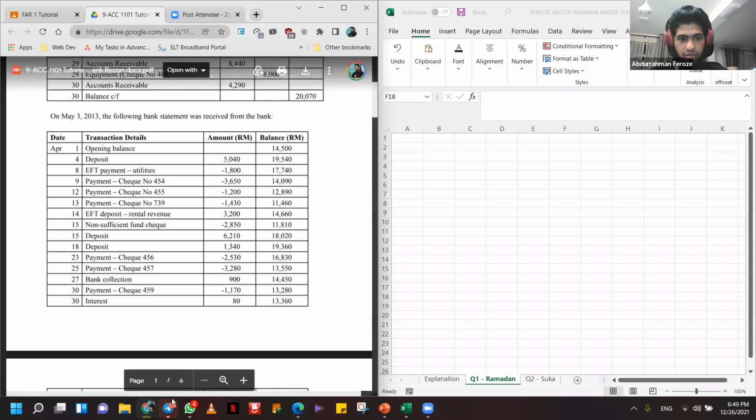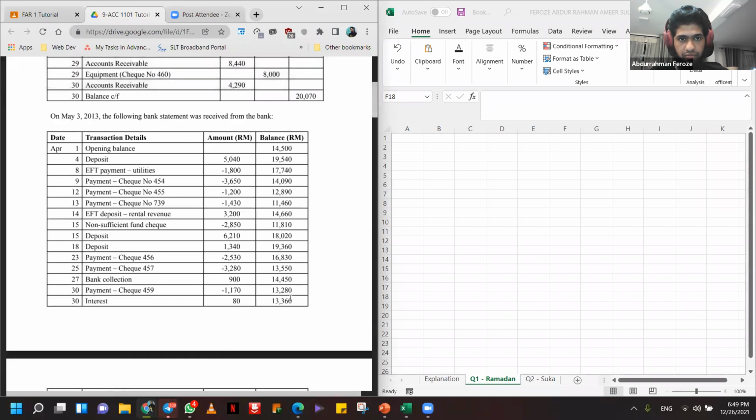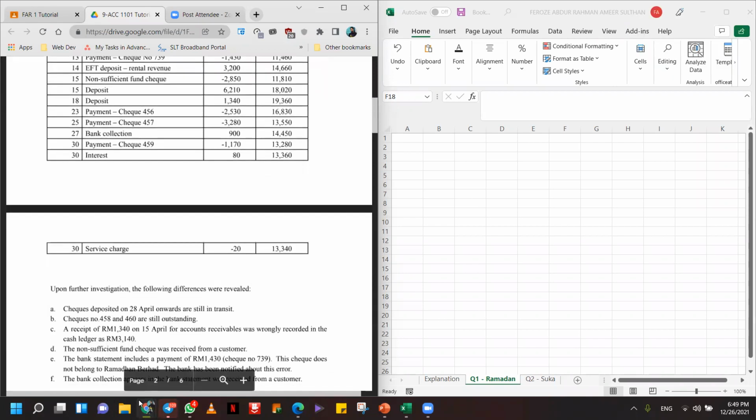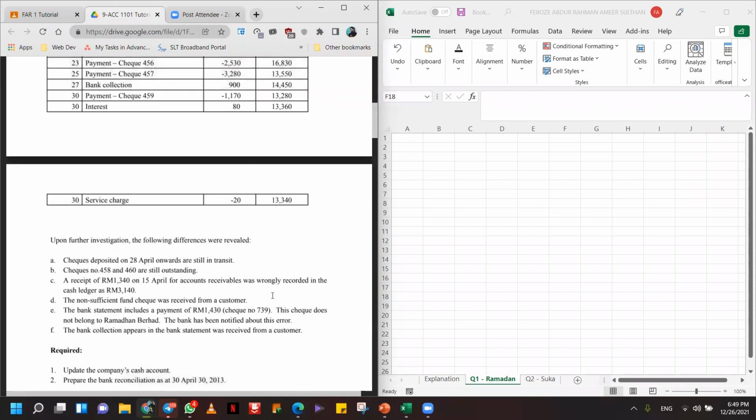One second. Can I know what it means by the check deposited is still in transit and the Form B check is still outstanding?